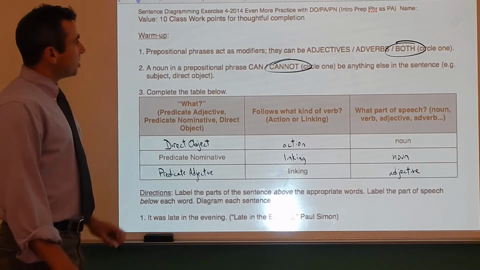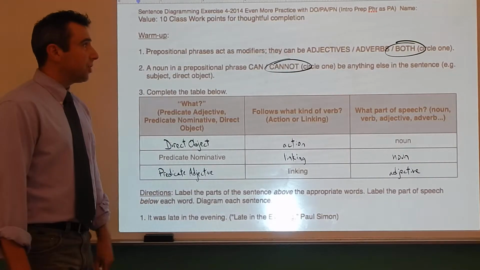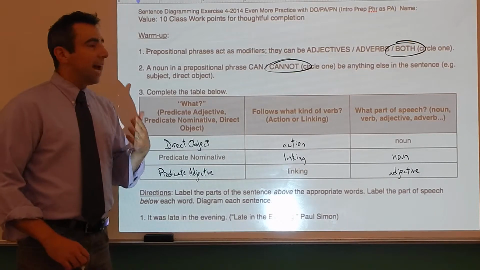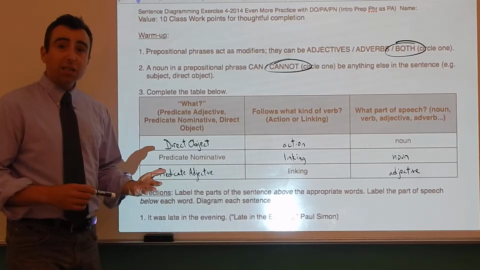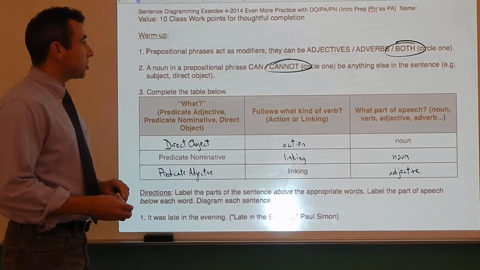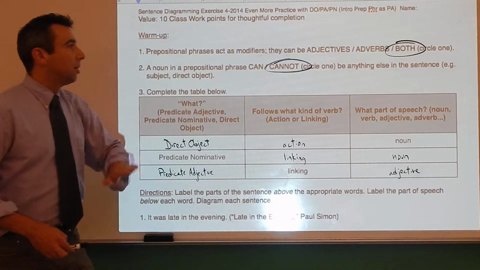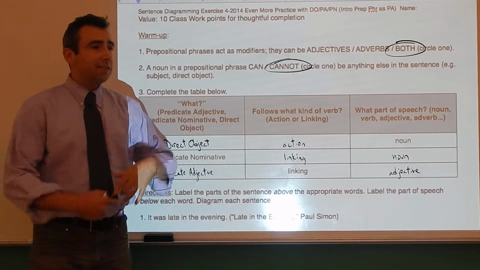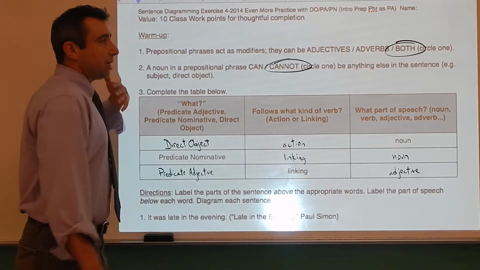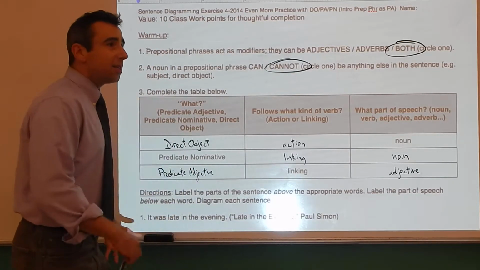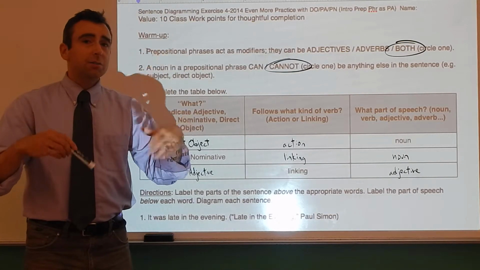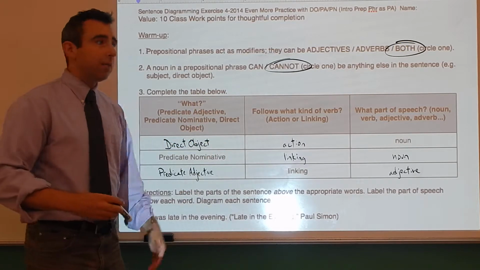Number 1, prepositional phrases act as modifiers. They can be, which one? Adjectives, adverbs, or both? The answer is both. They can be either adjectives or adverbs. Number 2, a noun in a prepositional phrase cannot be anything else in the sentence. If it's a noun and it's in a prepositional phrase, it can't be a subject, it can't be a direct object, it can't be a predicate nominative. And that's why we parenthesize them, so that we don't get distracted by them.